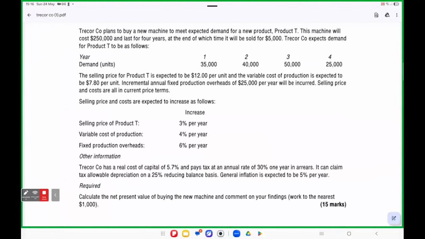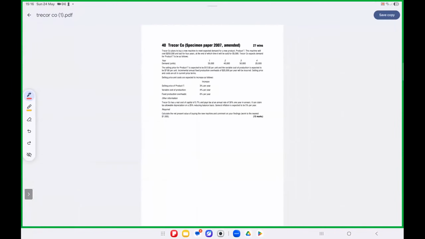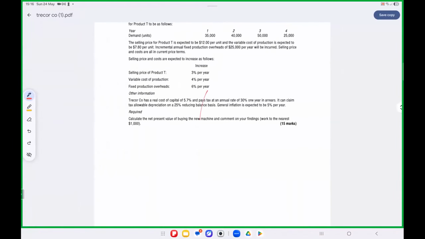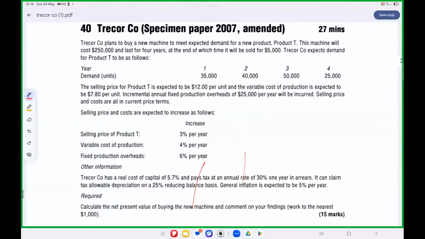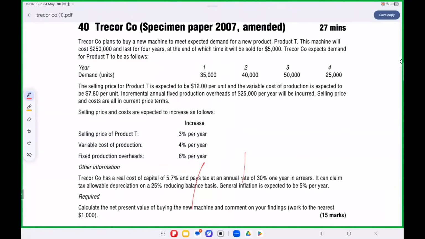This is the question of Tracker Company. You're told your Tracker Company plans to buy a new machine to meet expected demand for new product, product T. This machine will cost $250,000 and last for 4 years, at the end of which time it will be sold for $5,000. So of course I can see the initial cost, I can see the scrap value. So basically they're telling me to calculate depreciation.